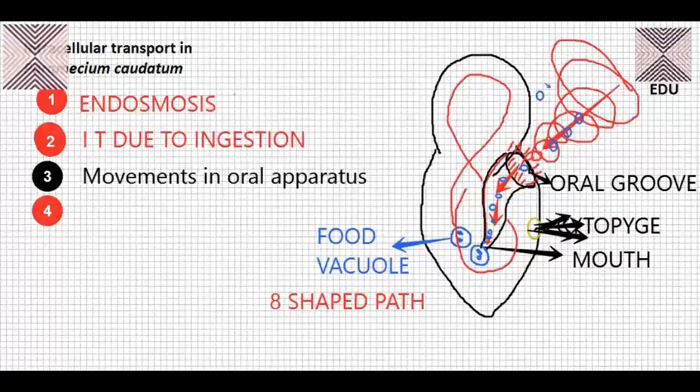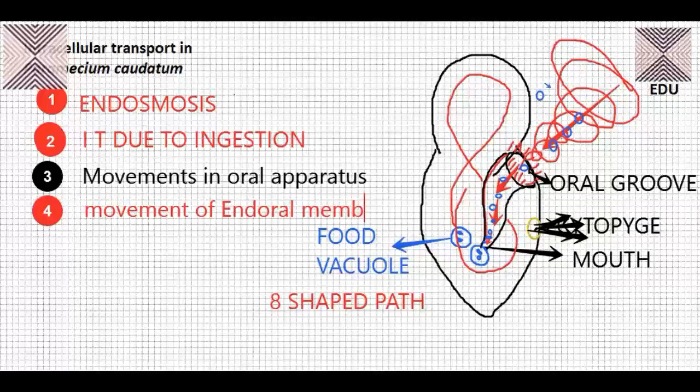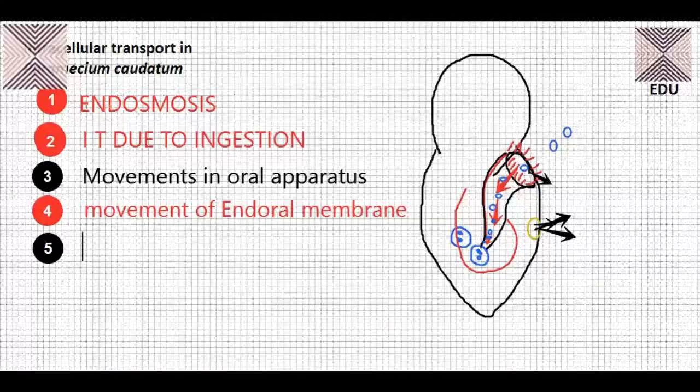It will be the movement of the endoral membrane. This is again one of the crucial major factors that produce the cyclotic movements inside the body of the Paramecium. So the 5th factor we can attribute to the contractions in the contractile vacuoles. So these are the 5 factors which help in the formation of the cyclotic movements or the intracellular transport movements inside the body of the Paramecium.